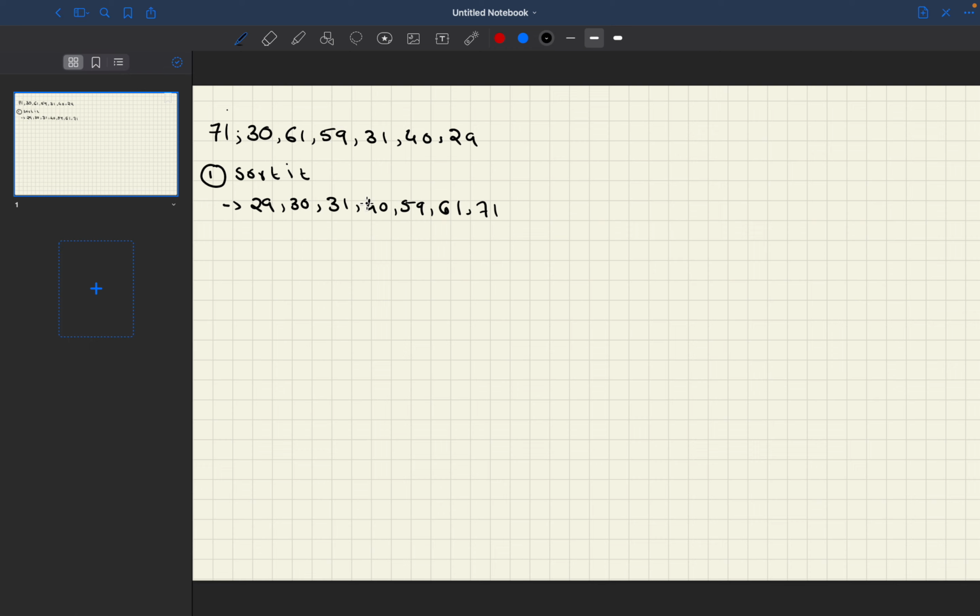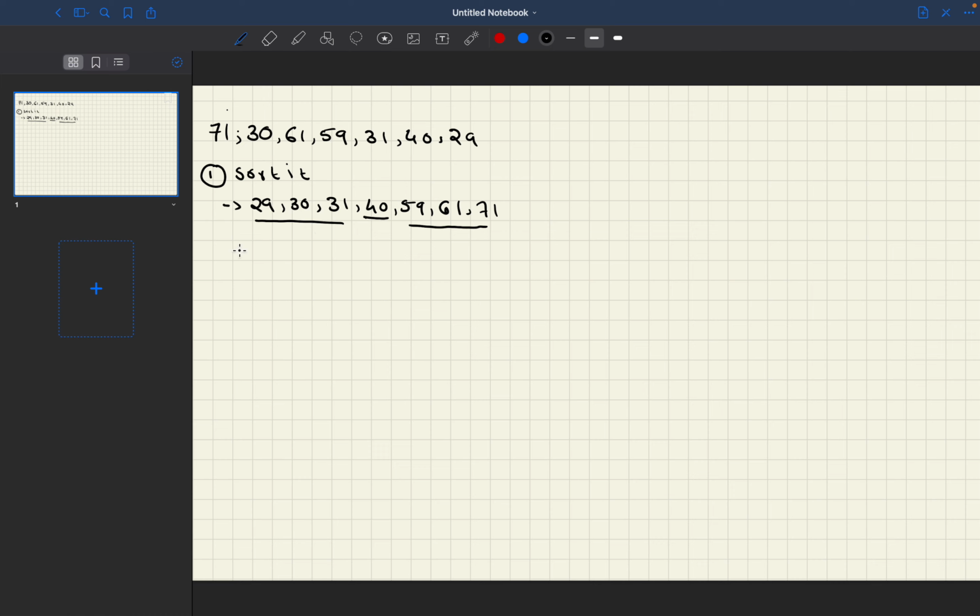So it will be the 4th item, which is 40. So 40 will be the median. Here we can see that after 40 there are 3 items and before 40 there are 3 items. So we are dividing it equally. This is the odd number of items case.